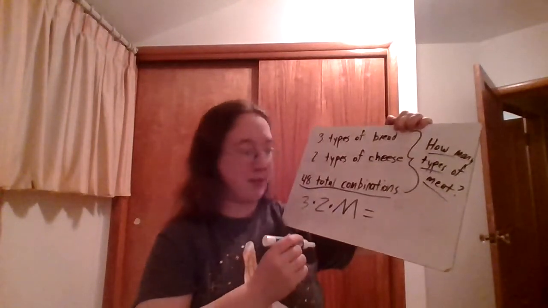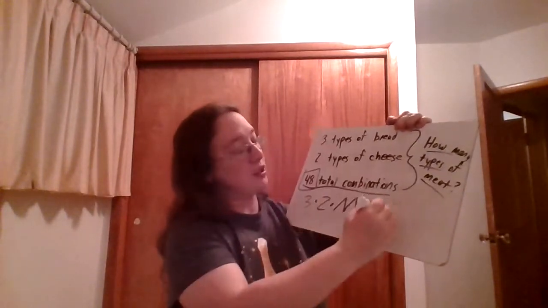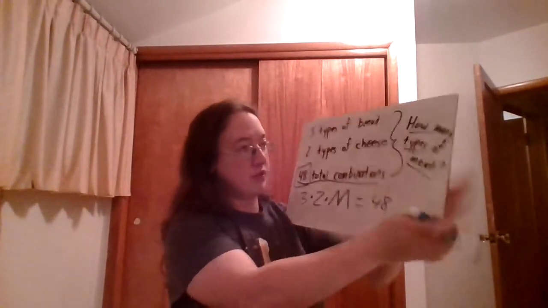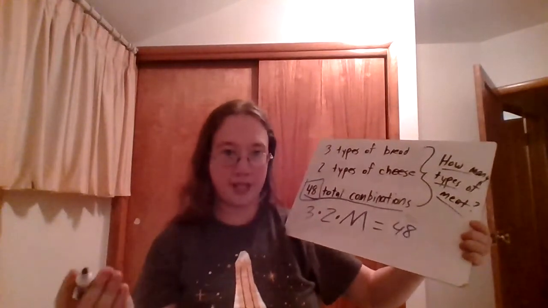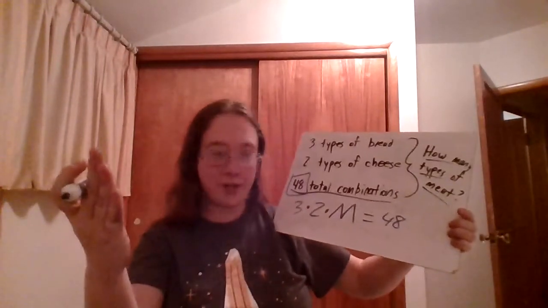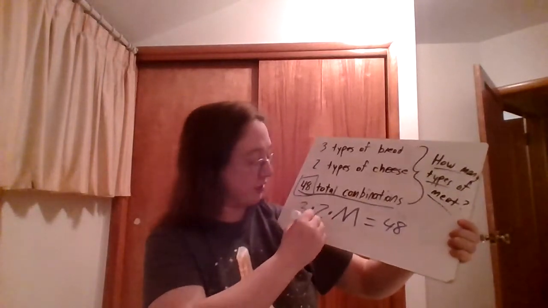And my total combinations, that's going to give me 48. Okay, well now I'm just looking for 3 times 2 times what would give me 48. Now, if it happens to jump out at you right away, cool. If not, we're just solving for M here. 3 times 2 is 6.